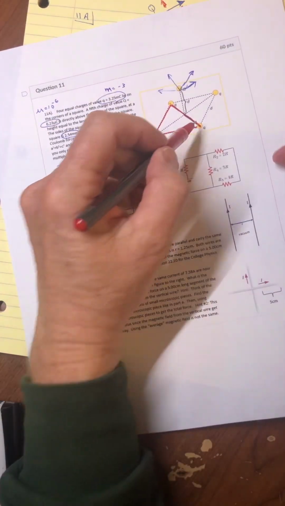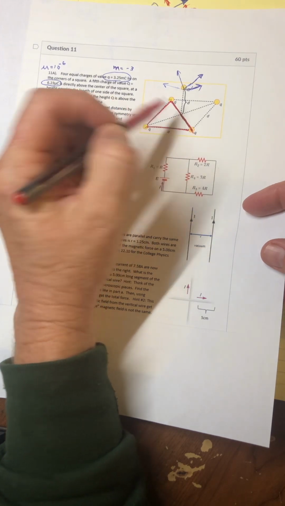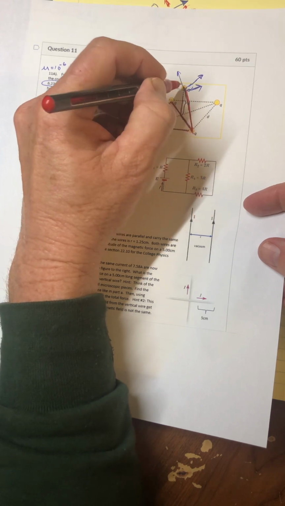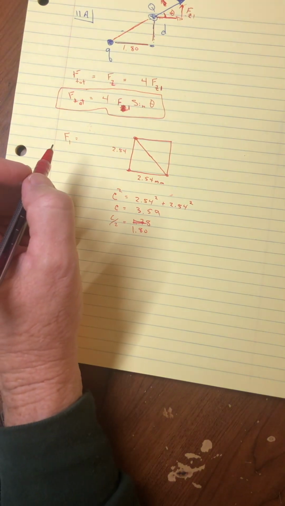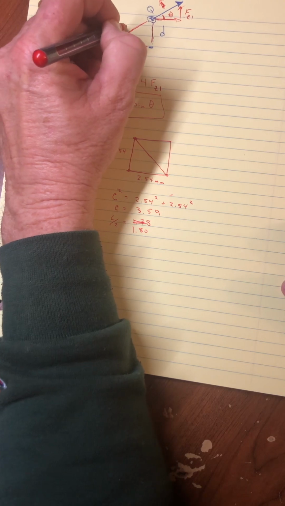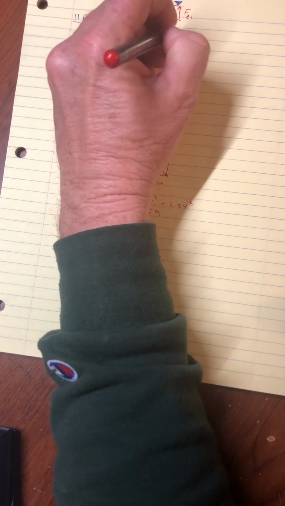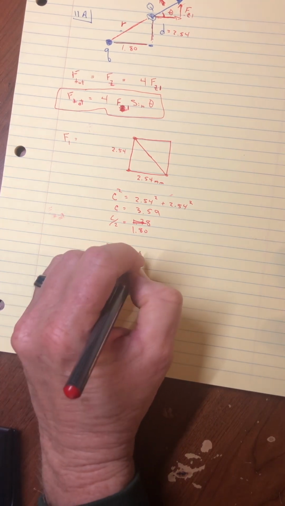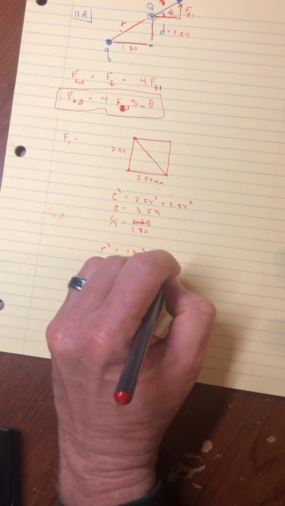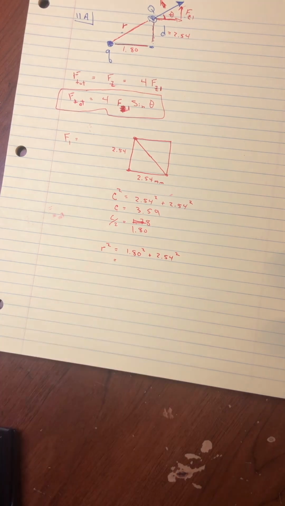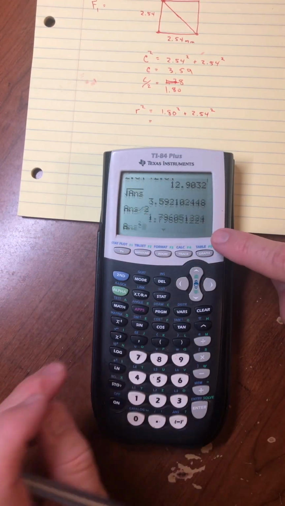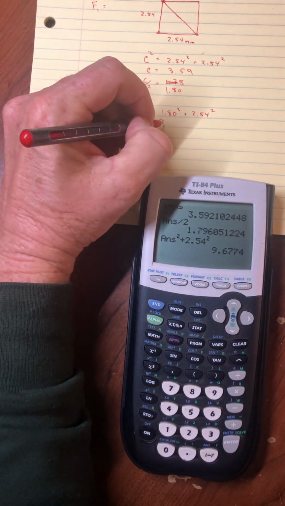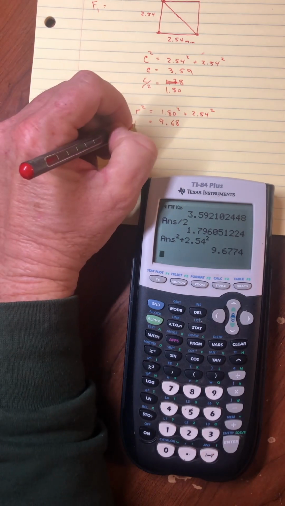And that's from here to here. Okay, so then we're going to go up d so we can get this distance along the diagonal. And so that's what I'm hunting for. Let me just call it R for the distance away. And so coming over here to my picture, I can now say R squared is 1.8 squared plus 2.54 squared. And so I'll grab my calculator, square that, add it to the 2.54 squared. And then this is 9.68. That would be R squared.